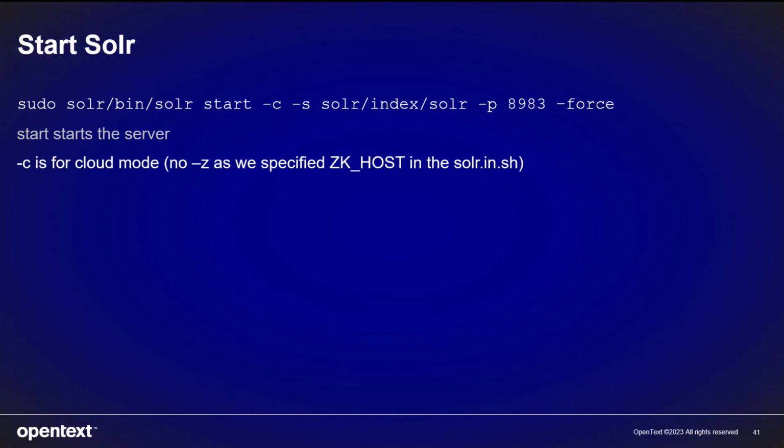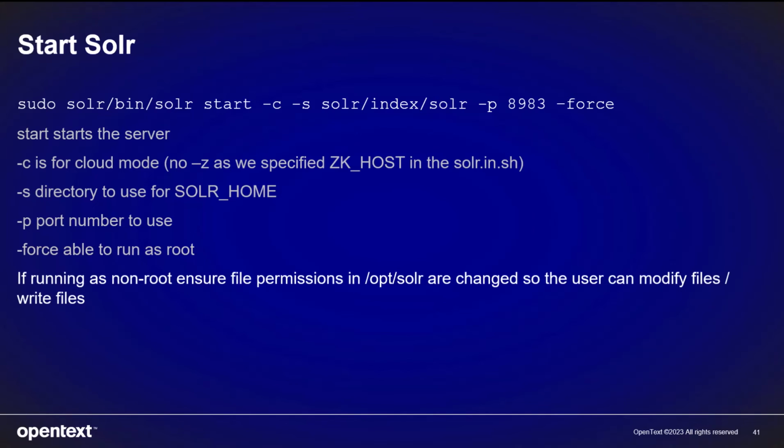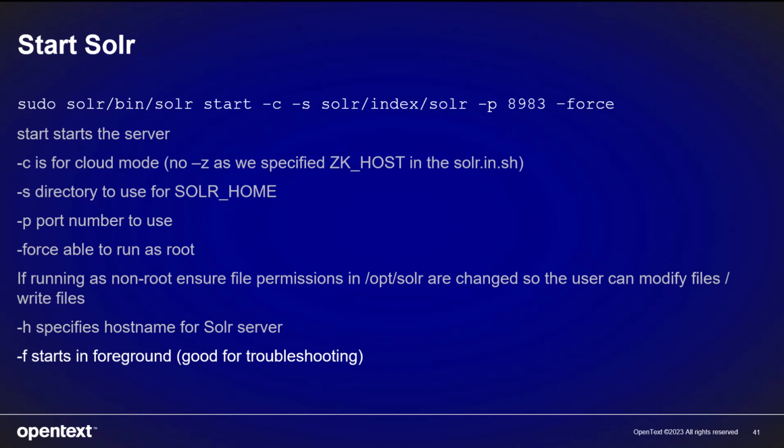We don't need the -z because we specified the ZK_HOST in the solr.in.sh file. The -s directory is used to indicate where Solr home is. The -p is the port number to use, and the -force is the ability to run as root. If running as non-root, ensure the file permissions in /opt/solr are changed so that the user can modify and write files. Optionally, -h specifies the host name for the Solr server, and -f starts Solr in the foreground, which is very good for troubleshooting, especially permissions problems.